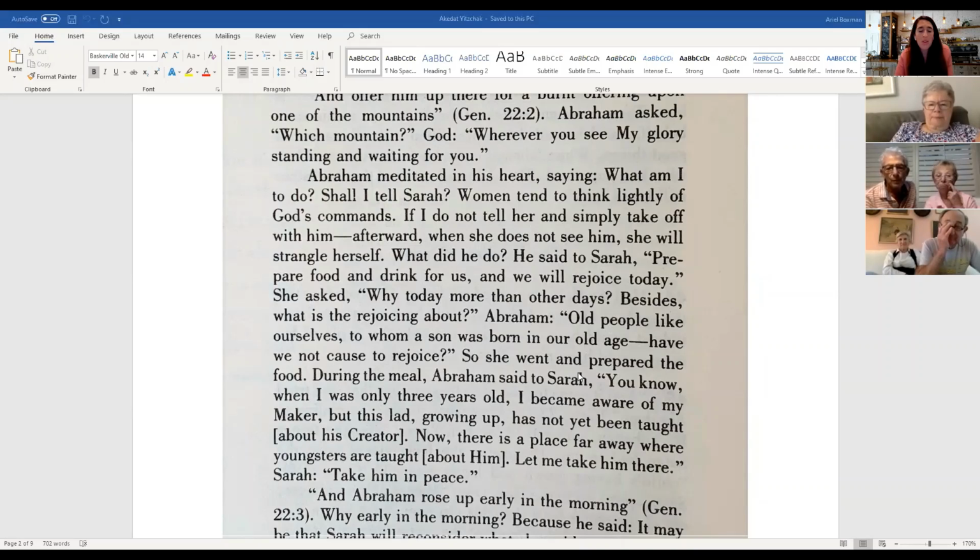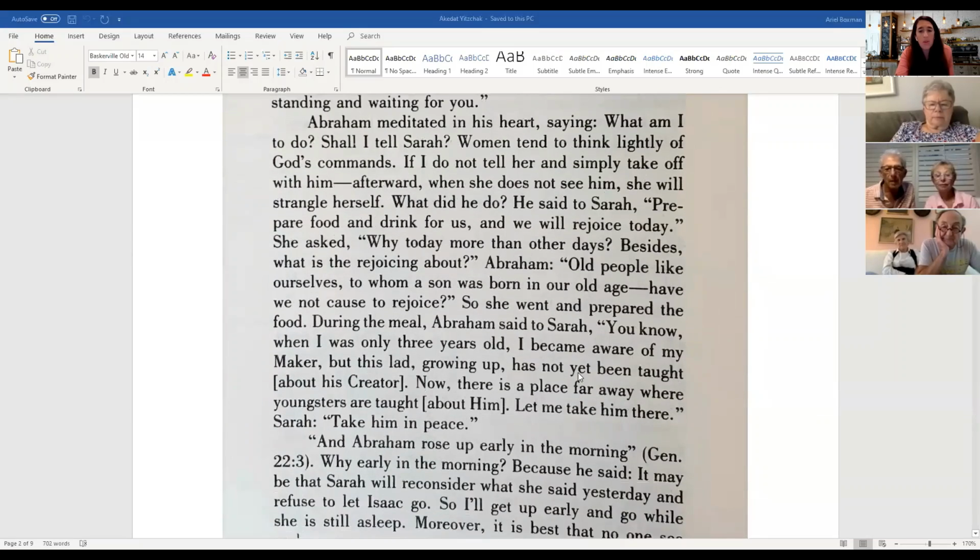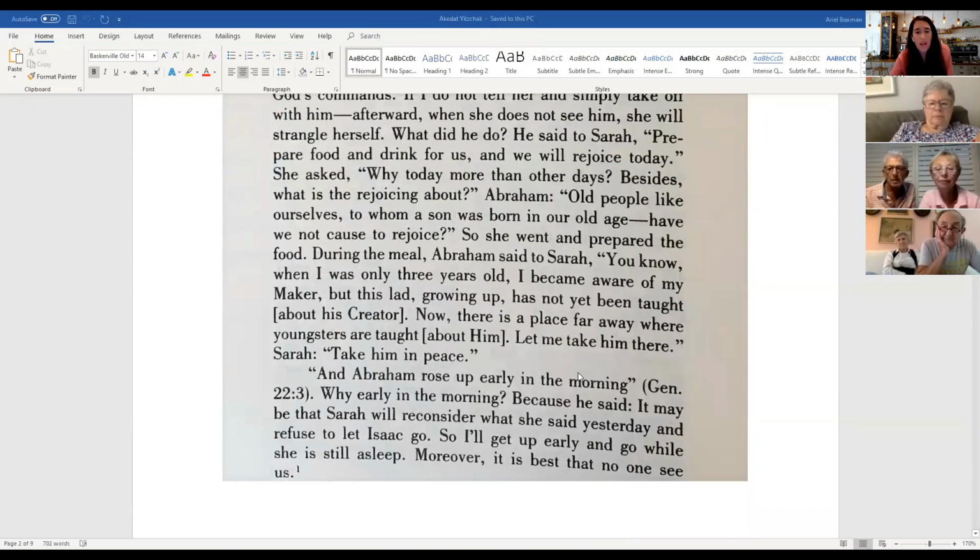So she went and prepared the food. During the meal, Abraham said to Sarah, "You know, when I was only 3 years old, I became aware of my maker. But this lad, growing up, has not yet been taught about his creator. Now there is a place far away where youngsters are taught about him. Let me take him there." Sarah said, "Take him in peace."